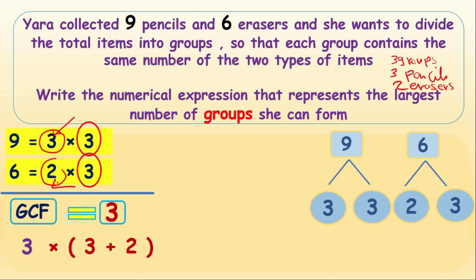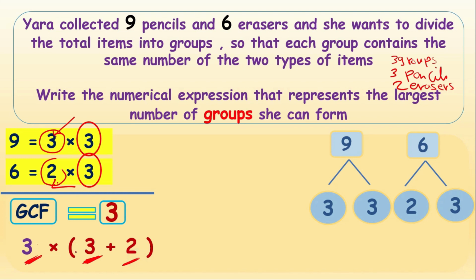تمام؟ فنيجي بقى نشوف هنا انه ال 3 is a common factor refers to greatest number of groups. يعني هنا ده الماكسيمم of groups. دي الجروبز اللي هتكون 3 groups. 3 groups for what? Each group contains 3 pencils and 2 erasers.